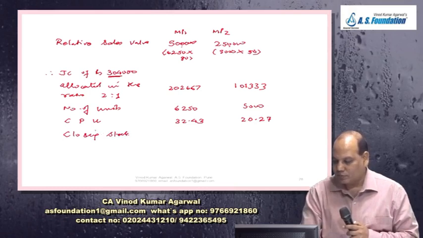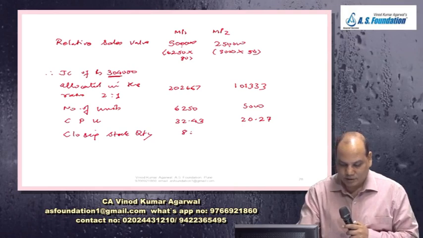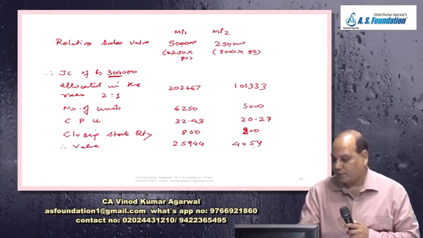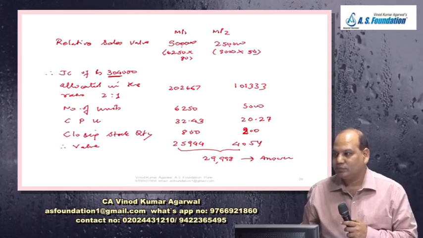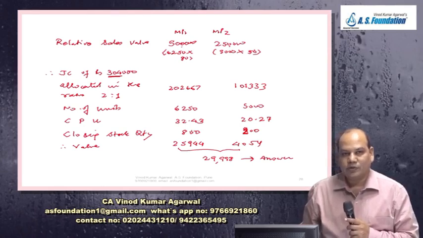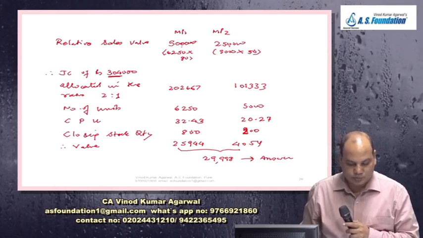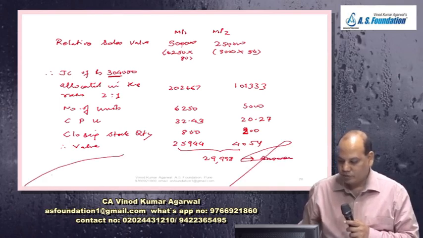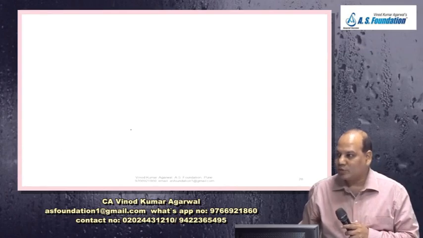Closing stock quantity is 200. Therefore value is 25944 and 4054. Total of both is 29998. So this will be the answer. But with a note, it is assumed that NRV is above the cost. So this was an important question. They can ask you smaller questions also.